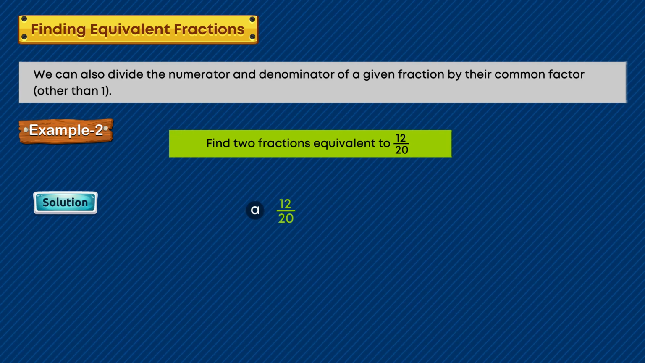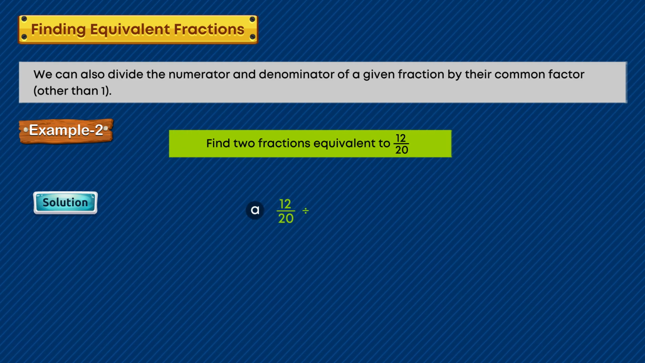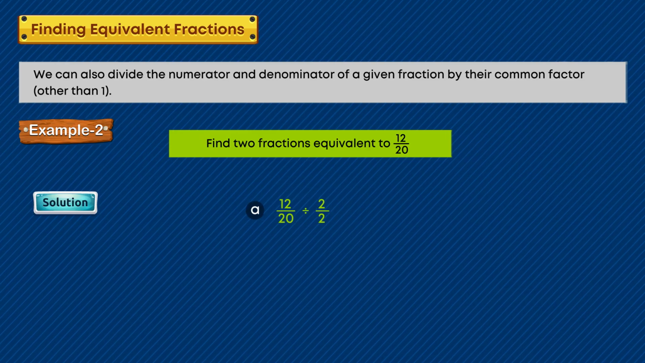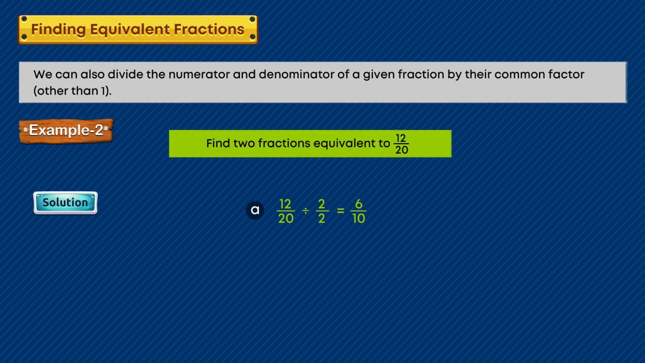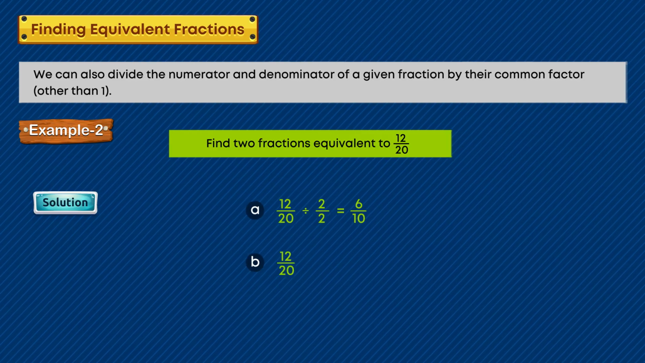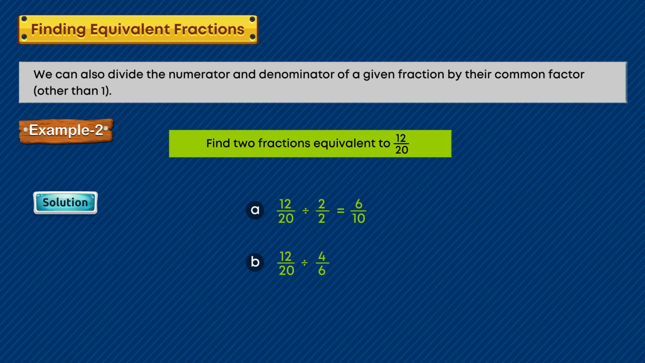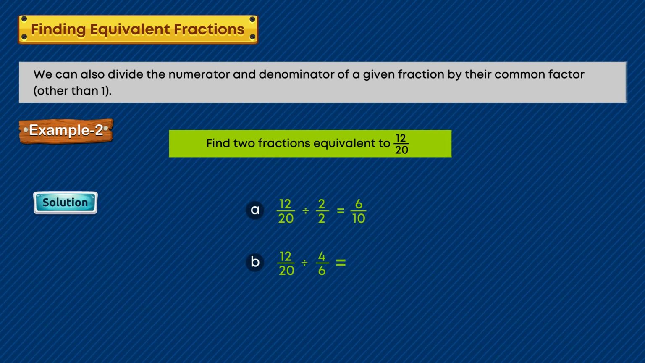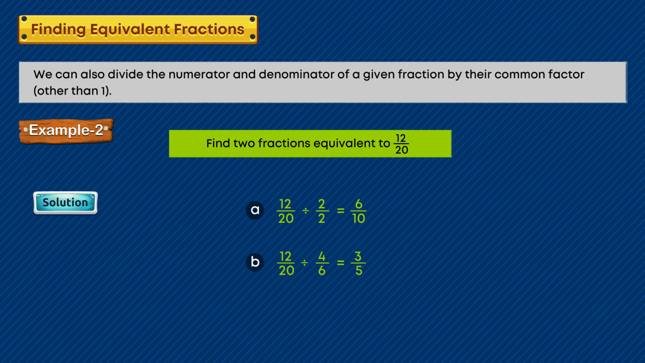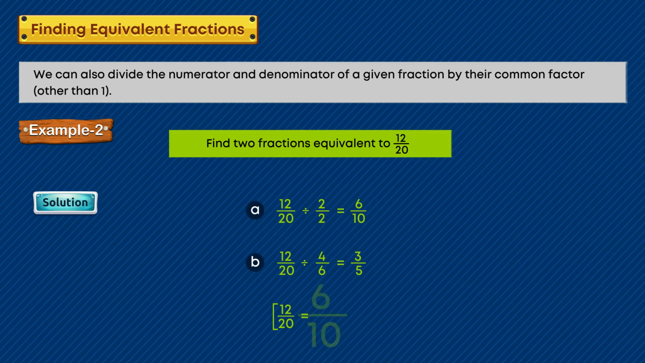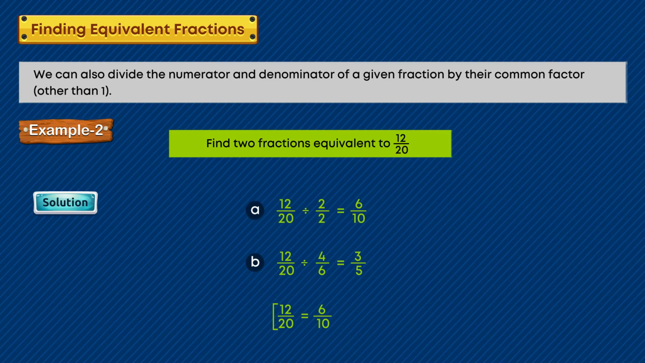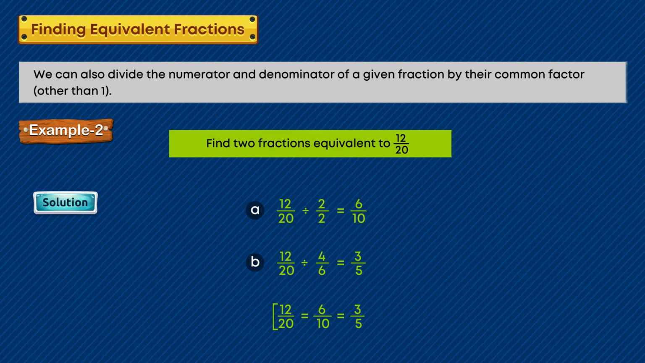A. 12 by 20 divided by 2 by 2 is equal to 6 by 10. B. 12 by 20 divided by 4 by 4 is equal to 3 by 5. 12 by 20 is equal to 6 by 10 is equal to 3 by 5.